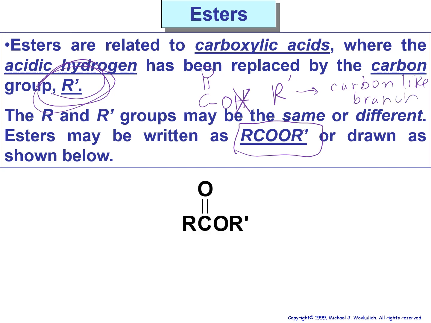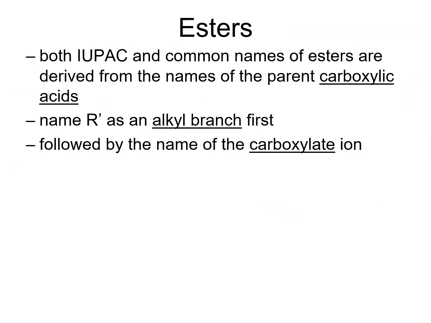So here's a general structure for it, and you can see the -oate part and the R part. The R is hanging off the single bond O. So we're still going to name this -oate, but first we have to name the branchy part. So the branchy part comes first. Name this first. If it's 1 carbon, it's a methyl. If it's 2 carbons, it's an ethyl, etc. So you name it as a branch. And then -oate, you name the rest.